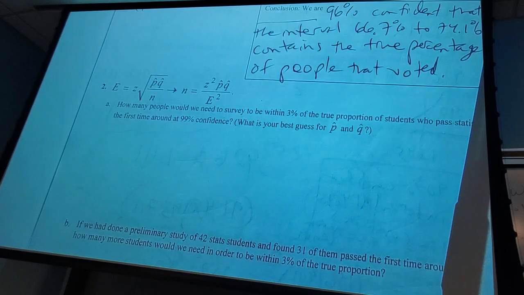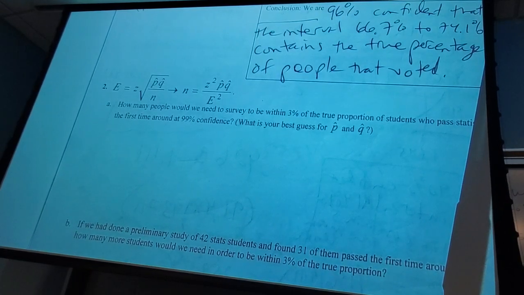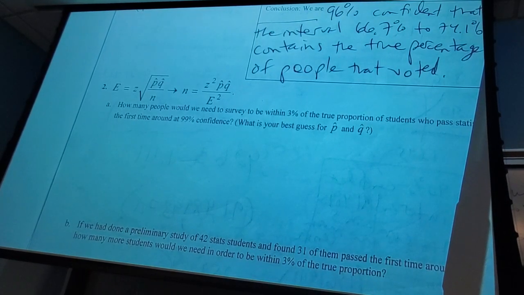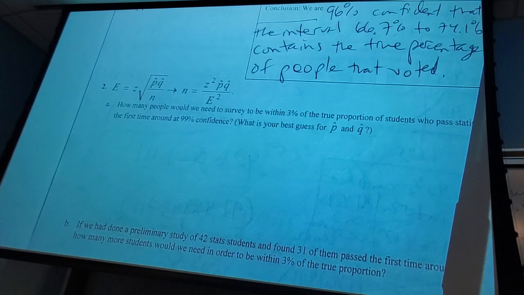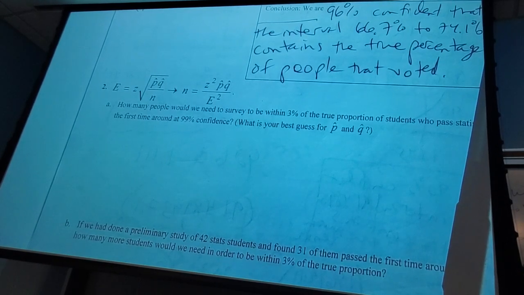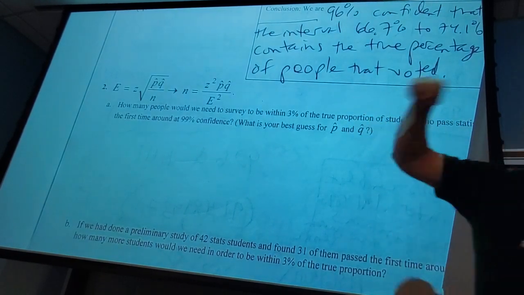3%. Would I put a 3 in there for E? Hell no, because what's 3%? 0.03, right? So whenever we're doing math to a number, it better be a number. Percentages are stuff that we made up. We made everything up, but it's okay. So E is 0.03.